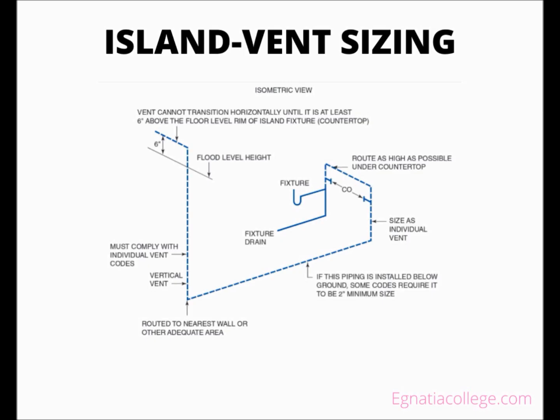The island vent piping must be installed vertically as high as possible under the sink before it is transitioned horizontally. All fittings used in the vent piping below the flood level rim of the fixture must comply with drainage codes for their flow patterns. The island vent under the sink must be a vertical continuation of the fixture drain, and the fixture drain must be connected on the top half of a horizontal drain. Vertical means that a pipe is in the true vertical position or no more than 45 degrees from true vertical.